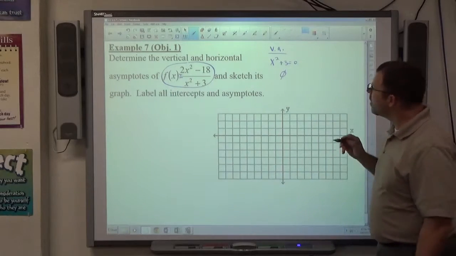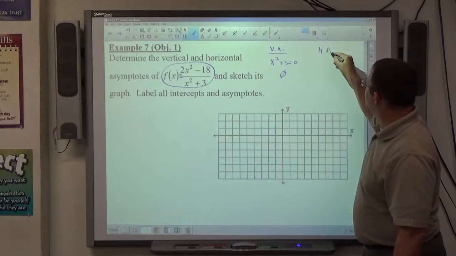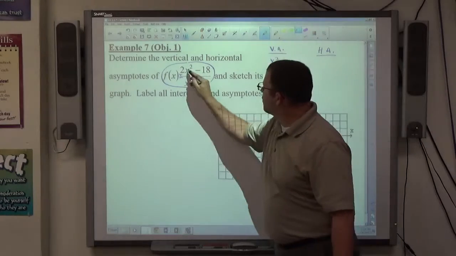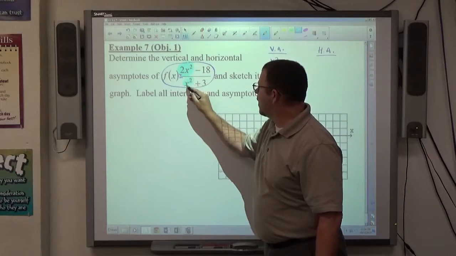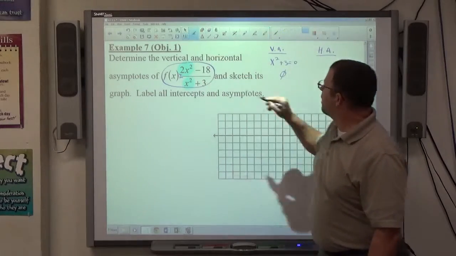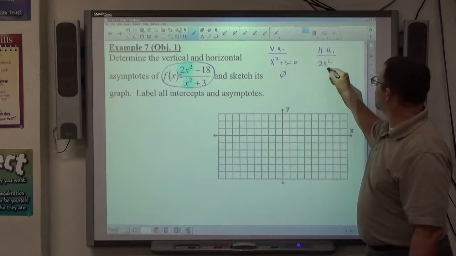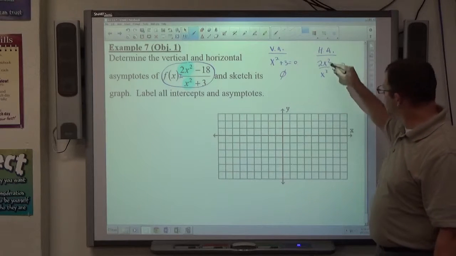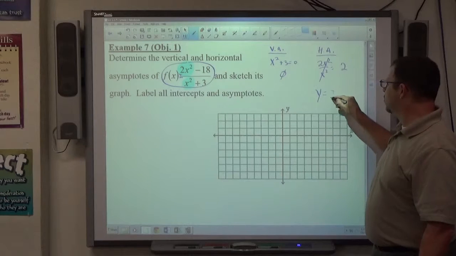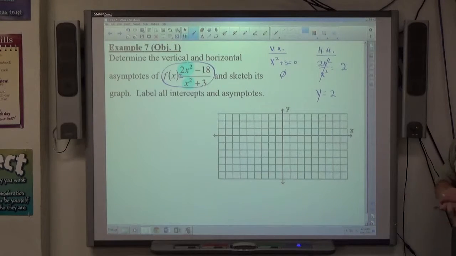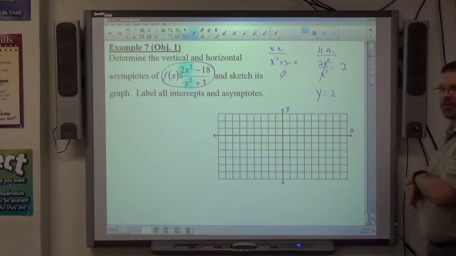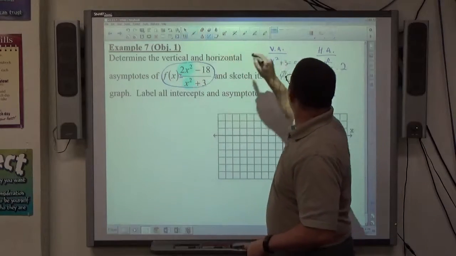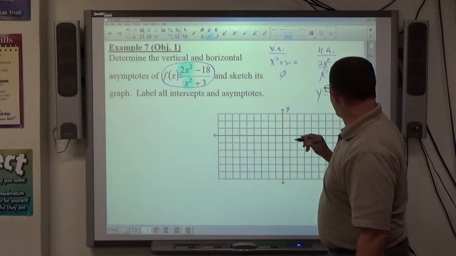As far as horizontal asymptotes are concerned, what we care about is the highest power term on top and bottom. The highest power term on top is 2x squared, on the bottom x squared. If I do 2x squared over x squared, the x squareds cancel and I get 2. So y equals 2 is the horizontal asymptote. That means as we stretch out towards negative and positive infinity, the graph is going to level out at a height of 2. And again, I like to graph my asymptotes as I find them.